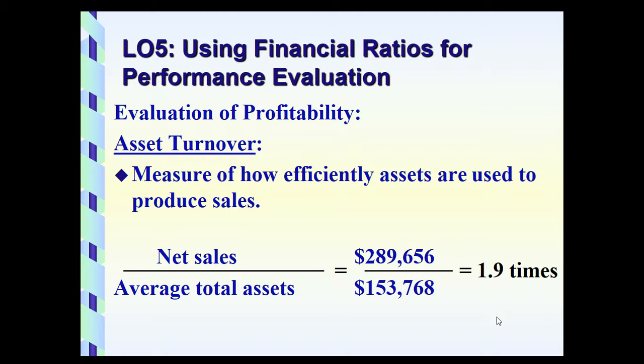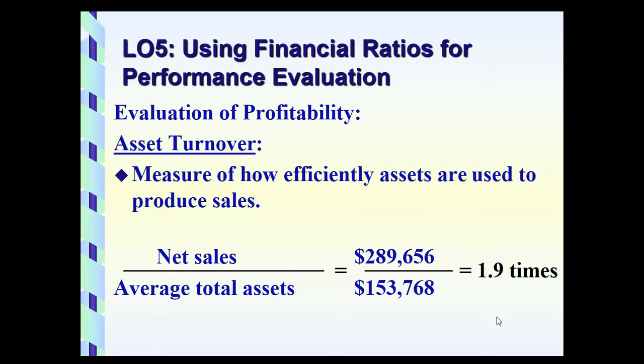Our next evaluation relating to profitability is for our asset turnover. And our asset turnover basically measures how efficiently our assets are being used to produce sales. So what we're going to do is we're going to take our net sales, and then we're going to divide it by our average total assets.